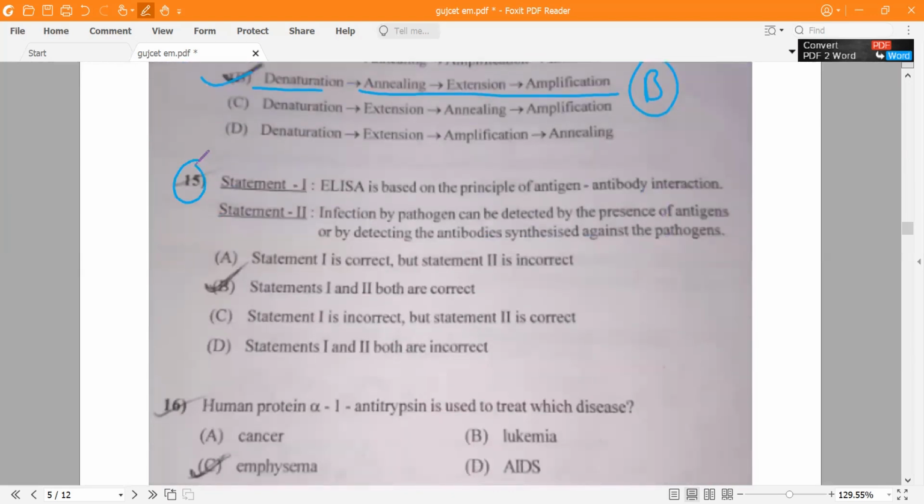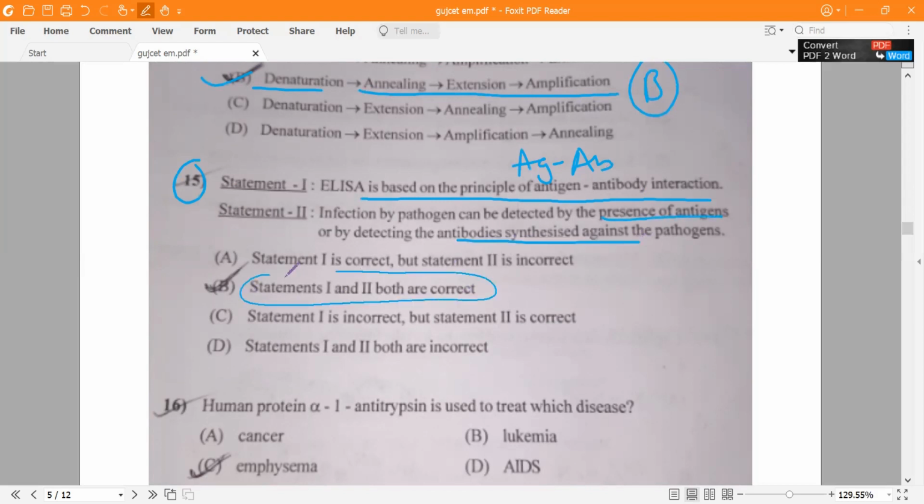Then they've given two statements. ELISA is based on the principle of antigen-antibody interaction. It is true. Infection by a pathogen can be detected by the presence of antigens or by detecting the antibodies against the pathogen. Yes, it is also true. So both are correct.